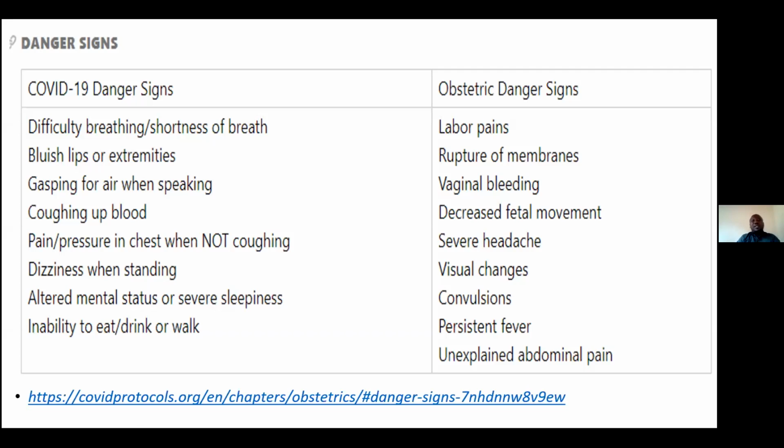Close, considering also the obstetric signs like labor pain, rupture of membranes, vaginal bleeding, severe headache. All those things have to be taken into consideration, and think about the next management for the best of care in early phases and early time when we are talking about a pregnant woman with COVID or without COVID. Please, those are the things we have to take care of. Next, please.